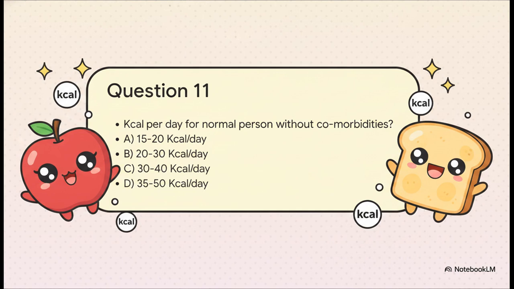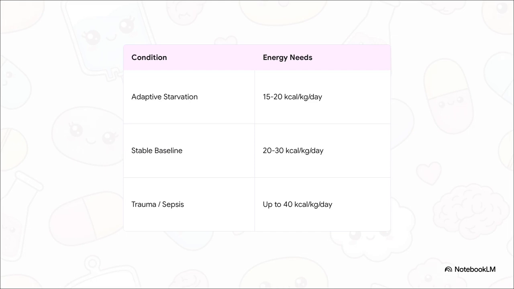Moving from fluids back to energy. A normal person without any comorbidities would get how many kilocalories per day? A. 15 to 20, B. 20 to 30, C. 30 to 40, or D. 35 to 50 cals per day. The right answer is B.